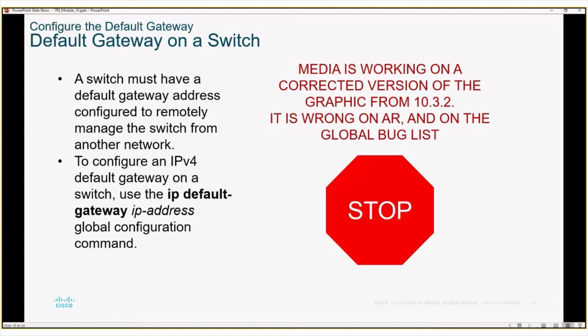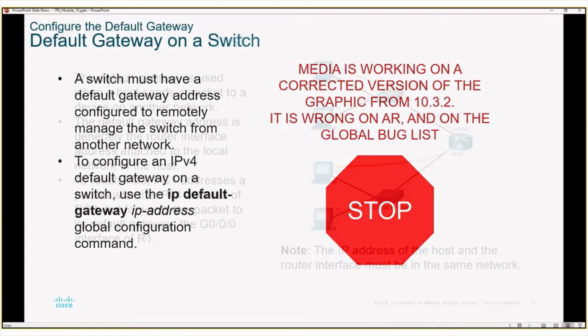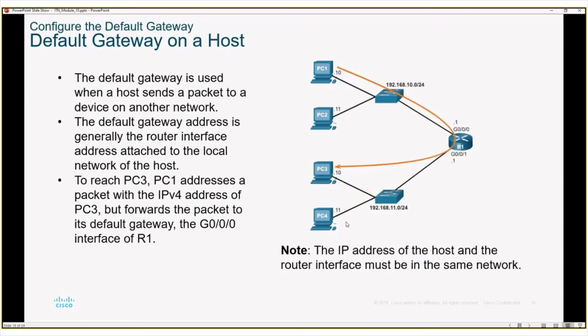So of course, in that instance, if we go back to this diagram, if someone's sitting on PC4 wishing to administer this switch here on a different network, as long as this knows its gateway, it can route its packets via the gateway to the switch. And then the switch, of course, needs to know its gateway so it can route the packets back to PC4.